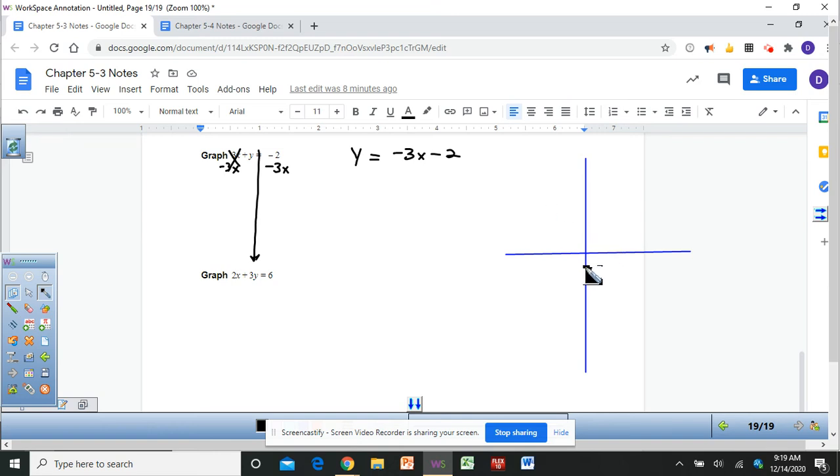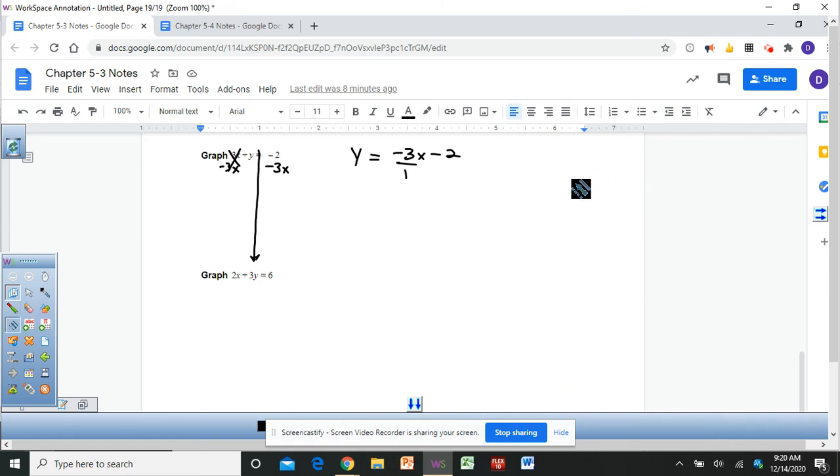First step, go down 2. And then from there, we're going to go down 3 and to the right 1. We always at least have to move right once. So we're going to go down 3, right 1, connect my dots. Okay, try one more with you.